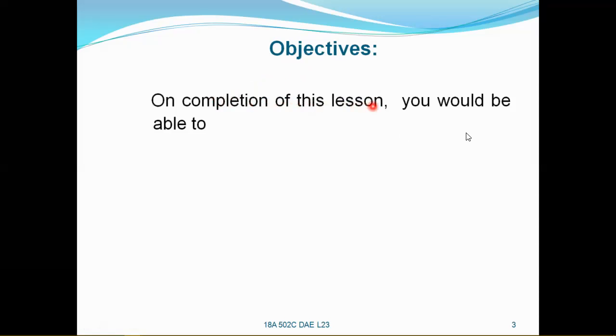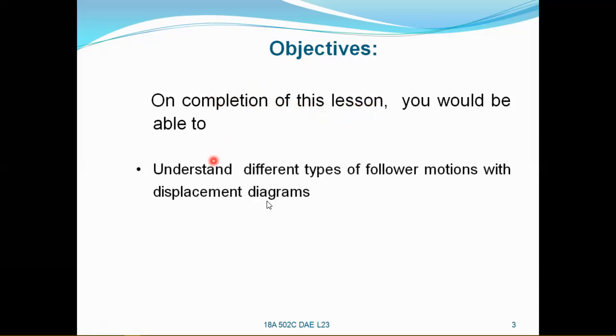Now, let us discuss today's objectives. On completion of this lesson, you will be able to understand the different types of follower motions and the displacement diagrams. That means for today, the displacement diagrams for different follower motions, the different combinations.